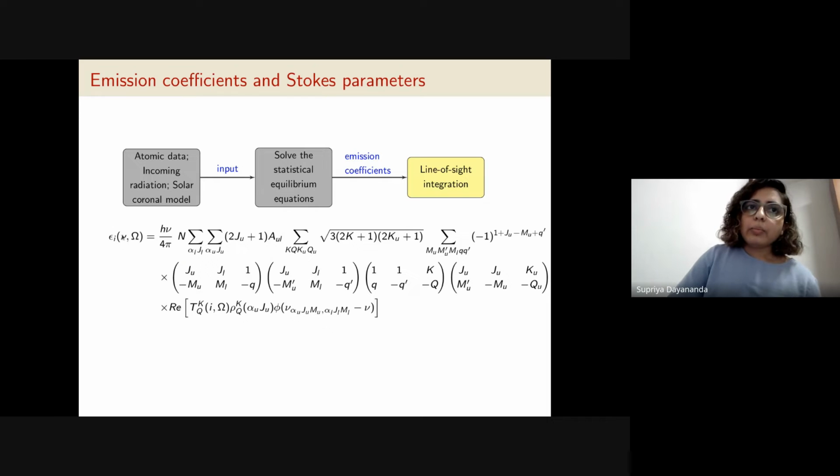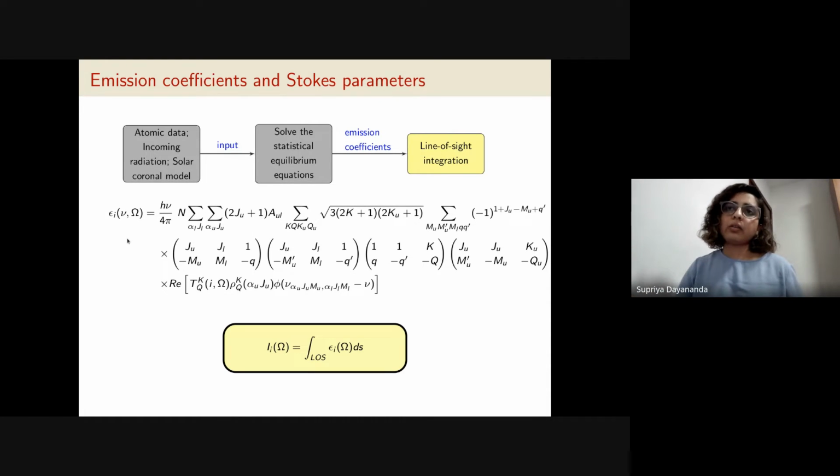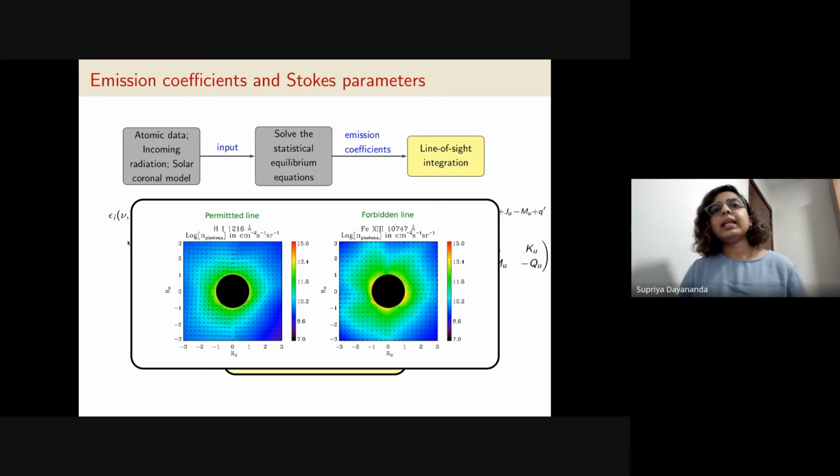So once you compute these emission coefficients, taking advantage of the fact that the corona is optically thin, you integrate these signals along the line of sight, and you have your Stokes parameters. So this is what happens in PEAK Corona. And here is an example after doing all these computations for a Predictive Science model.